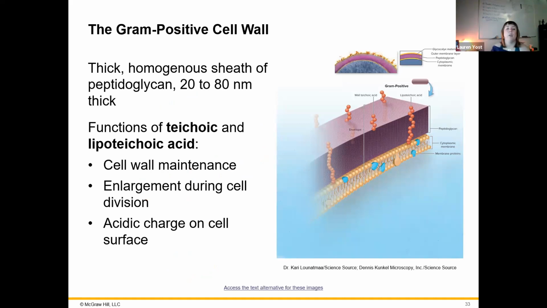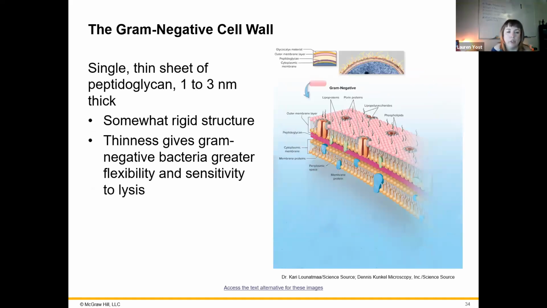So in our gram positive cell wall, we have those stacked up really high, like a thick scaffolding. It's very thick, 20 to 80 nanometers thick. Incorporated within that are teichoic and lipoteichoic acid. What you need to know about these is, number one, they're associated only with the thick gram positive cell wall. They're involved in cell wall maintenance whenever the cell is undergoing division to make a new cell, maintaining the structure of the cell wall around the new cells. They also give an acidic charge on the surface, so a negative charge.